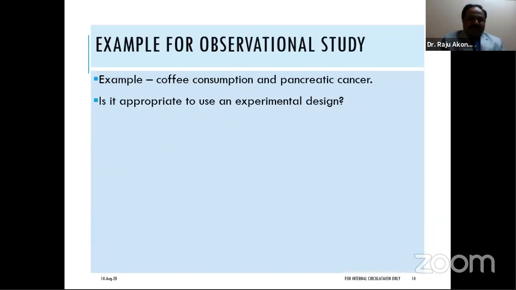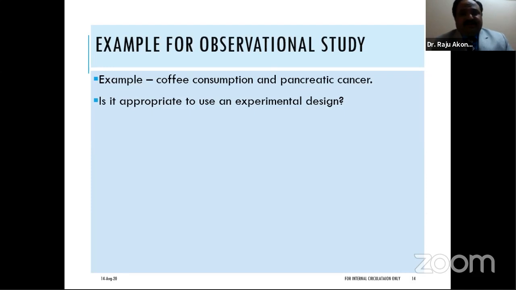Now let's see one example for an observational study. Coffee consumption causes pancreatic cancer is the aim of a study, right? So you have an aim in your mind that I want to see whether coffee consumption causes pancreatic cancer or not. Now, how do you do this as an experimental study?